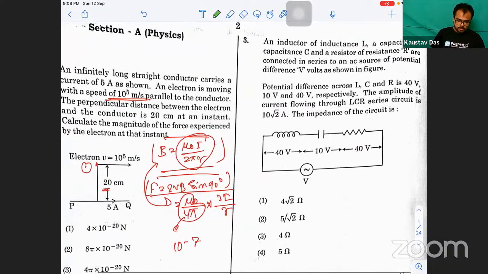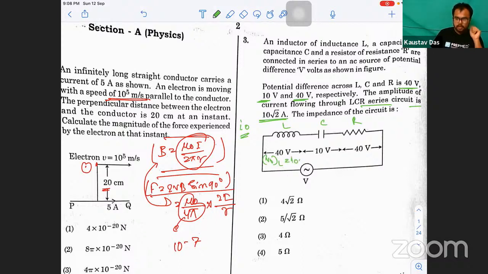Inductor L, capacitor C, and the resistor R are connected, and the potential across the L, potential across the C, potential across the R is given to you, which are 40 volt, 10 volt and 10 volt respectively. The amplitude of the current flowing through the LCR series circuit is going to be 10√2. That is given as the value of I0, which is the peak value of the current, and across the L, that V0L, whenever we write down the peak value of the voltage across the inductor, it comes as I0 into the inductive reactance, which is XL, right? So from there, you can easily find out the value of XL.